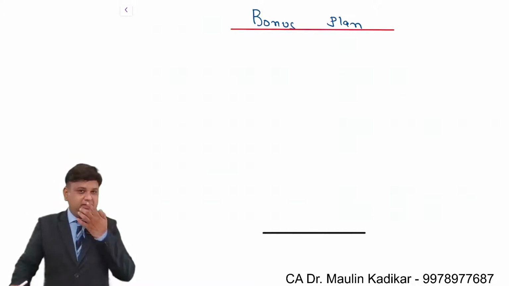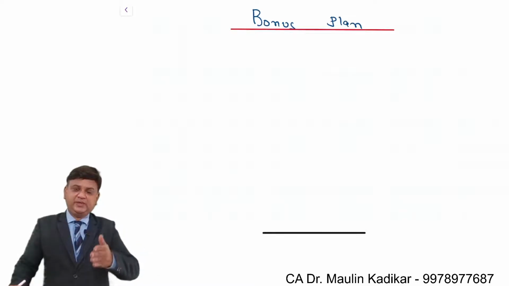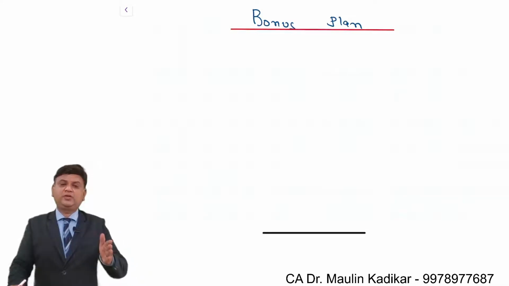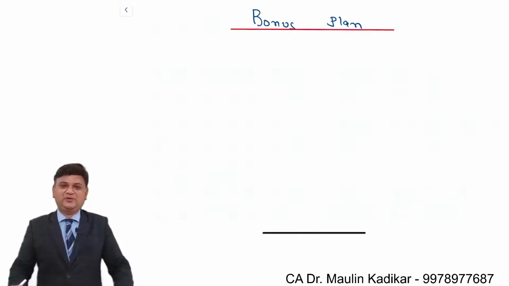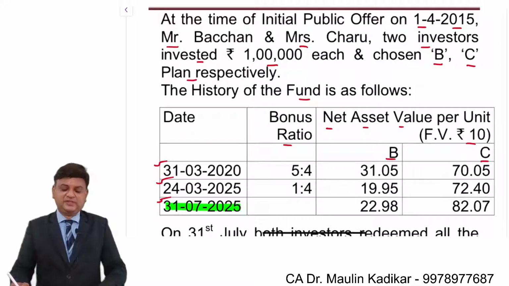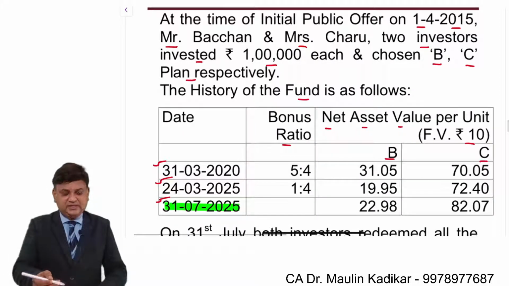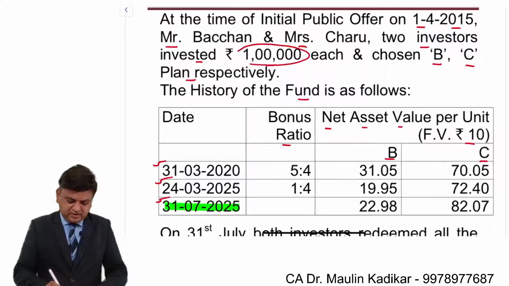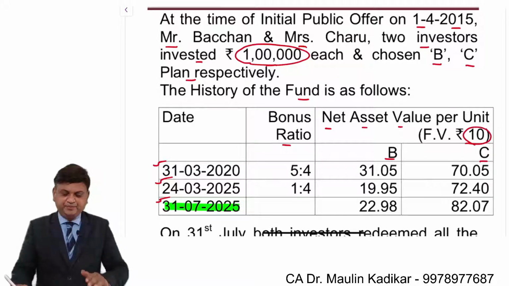Now let us have understanding that how to make calculation of the return for an investor who has made investment in the bonus plan. For that, similar to the dividend reinvestment plan, we are required to work out the answer. First of all, we will make the calculation that what is the number of units allotted to the investor initially. That is, in this example, it is 1 lakh. NAV per unit is 10 because no information is given as such at which the investment is made. So 10,000 number of units will be initially allotted.